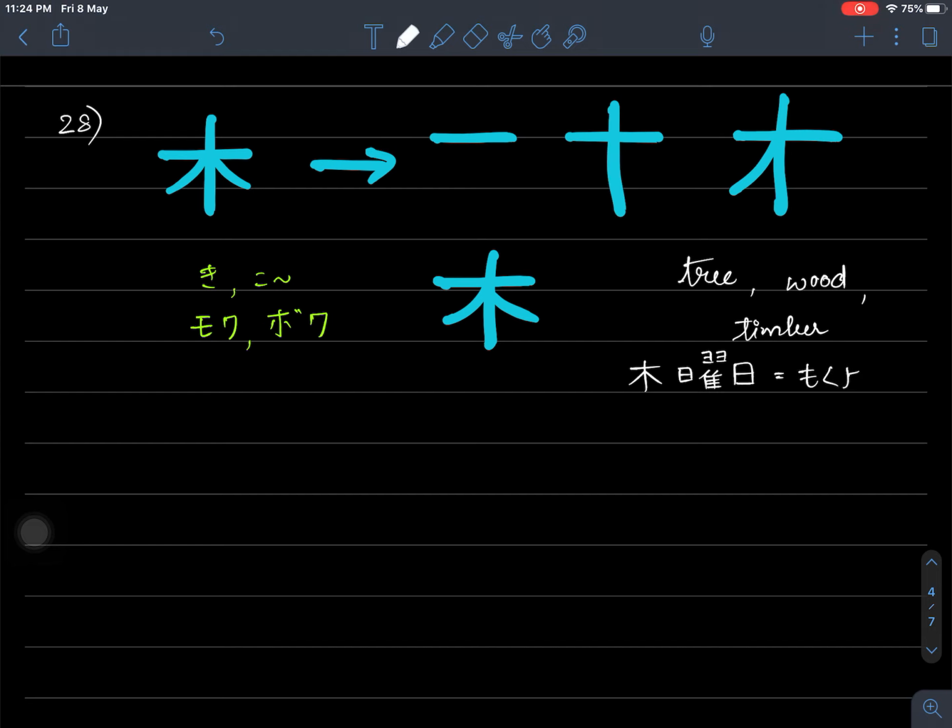This will be read as mokuyobi, which means Thursday. Now Thursday is named for Jupiter. I don't know the association with wood, but please bear this association in mind, that Thursday and Jupiter are connected. It's not a very important detail, but you will come to see once we do those kanjis later on.